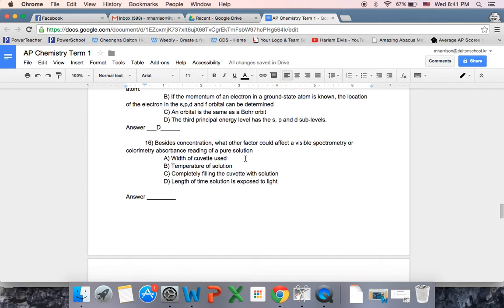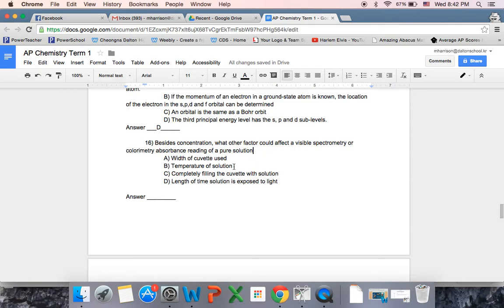Besides concentration, what other factor could affect a visible spectrometry or colorimetry absorbance reading of a pure solution? Well, if you remember the Beer's law formula, it does include the width of the cuvette. This is a slightly tricky question because we always used a 1 centimeter cuvette, which meant that the value for this was always 1. But you could use a wider cuvette. The reason that would affect it is because they're passing through more of the solution.